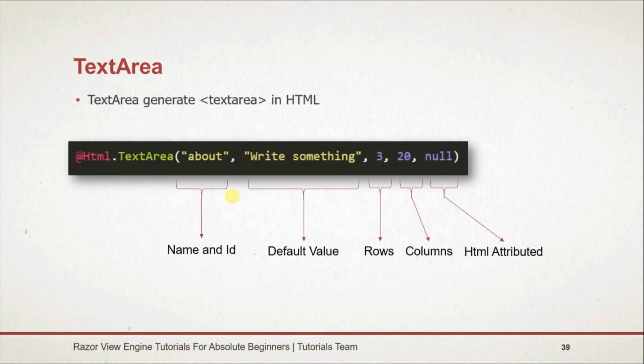The TextArea method is used to generate an HTML text area box, which takes name, default value, number of rows and columns, and HTML attributes.